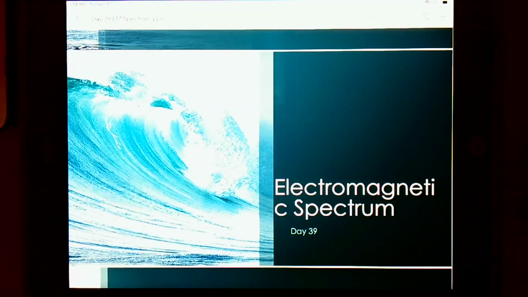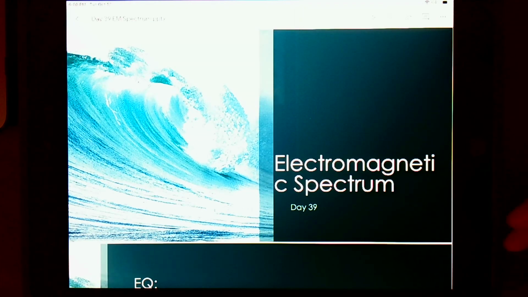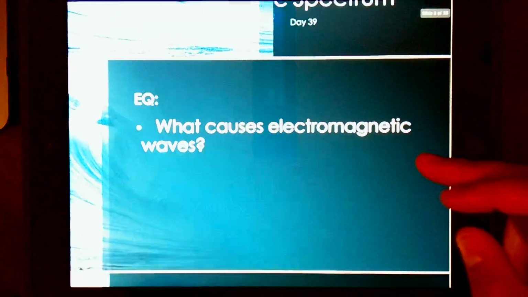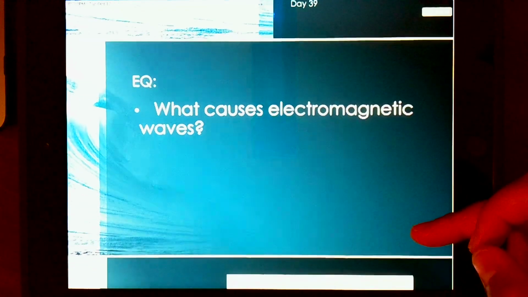The last set is on the electromagnetic spectrum. We've already talked about electromagnetics. Remember, it has to do with electricity and magnets combined with each other, so you're creating electromagnetism. We're going to talk about the spectrum that it has along with it. Your essential question for today is, what causes electromagnetic waves?